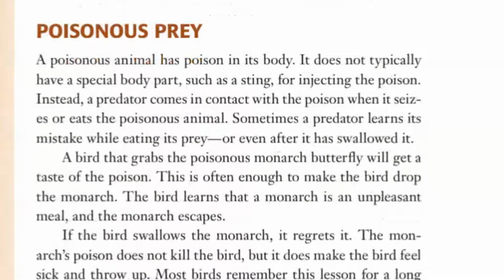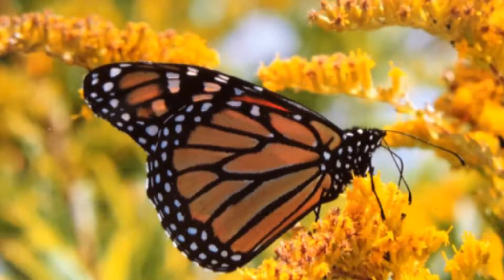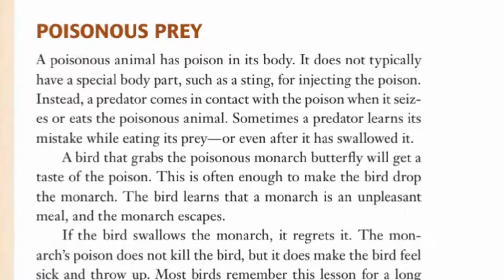Poisonous prey. A poisonous animal has poison in its body. It does not typically have a special body part, such as a sting, for injecting the poison. Instead, a predator comes in contact with the poison when it seizes or eats the poisonous animal. Sometimes a predator learns its mistake while eating its prey, or even after it's swallowed it. A bird that grabs the poisonous monarch butterfly will get a taste of the poison. This is often enough to make the bird drop the monarch. The bird learns that a monarch is an unpleasant meal, and the monarch escapes.